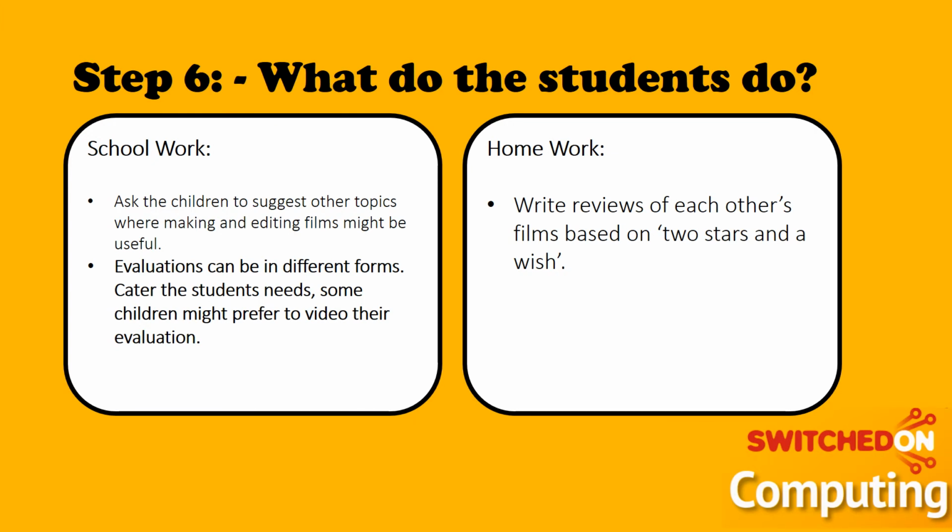And again, I said you don't need to restrict your students. You might want to try evaluations in different forms. Now obviously with regards to SEN, some students may have difficulties with their writing, so you might want to nourish their creativity and get them to do videos to say their evaluation rather than doing a handwritten one or a typed document. But for homework, they could write reviews on each other's films based on 2 stars and a wish, or what went well and even better if. And that's kind of how you can finish this unit.